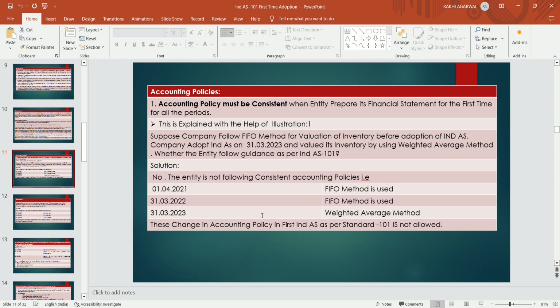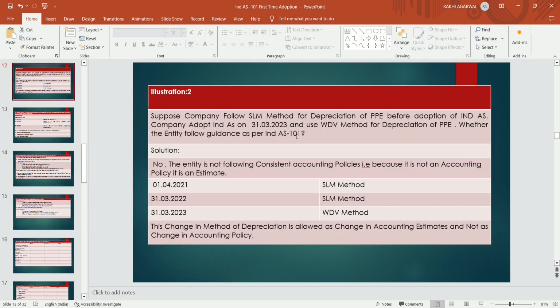They are not following consistent policies in every year, in all the periods. This change in accounting policy in the first time adoption of Ind AS is not allowed because they are not consistently following the accounting policies. In order to be consistent, they have to follow either the weighted average in all the 3 years or the FIFO.